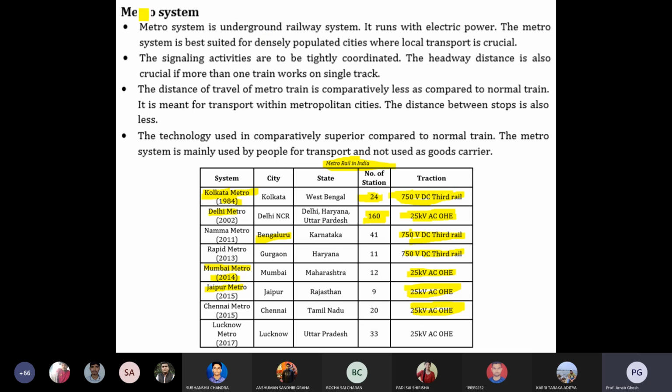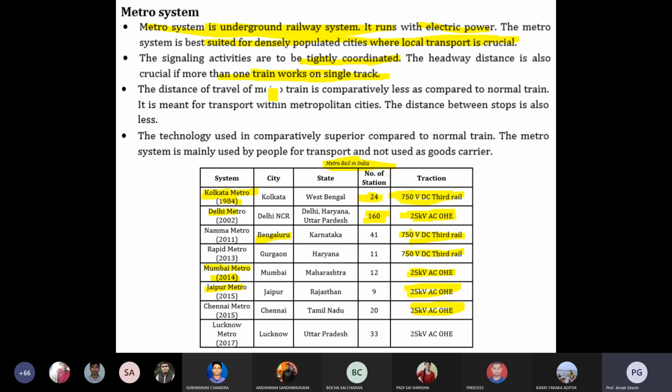Okay, so what is there? Metro system is the underground railway system. Okay, now all are not underground. It runs on electric power. The metro system is best suited for densely populated cities where local transportation is crucial. Okay, means difficult to manage otherwise. The signaling activities are to be tightly coordinated. The headway distance is also crucial if more than one train works on the single track.